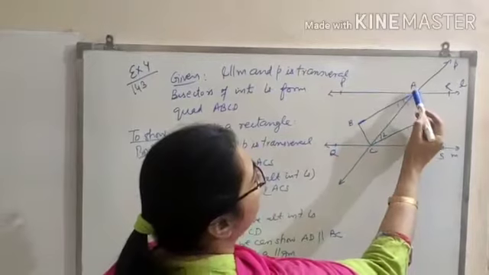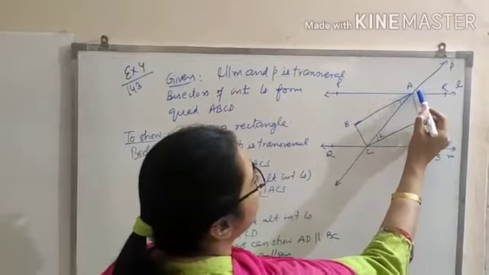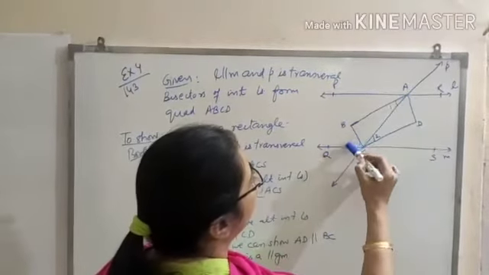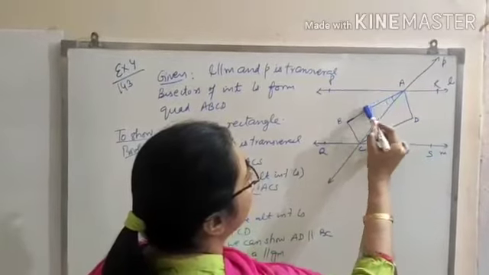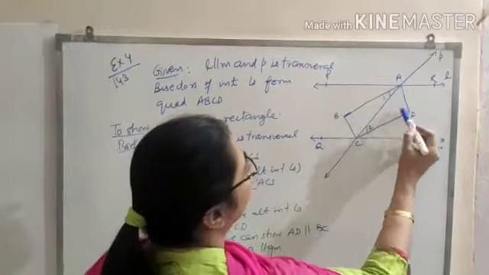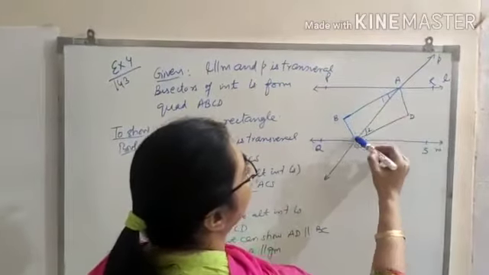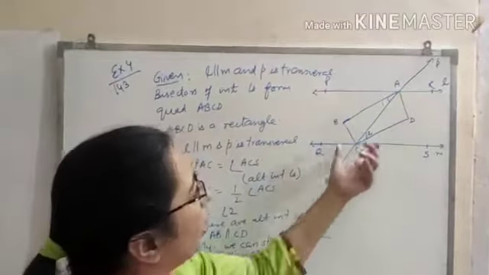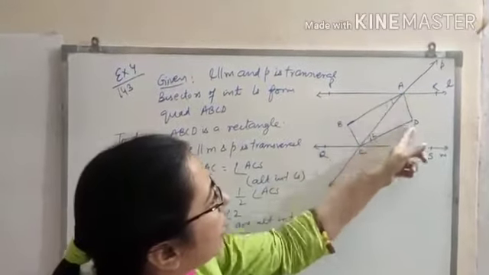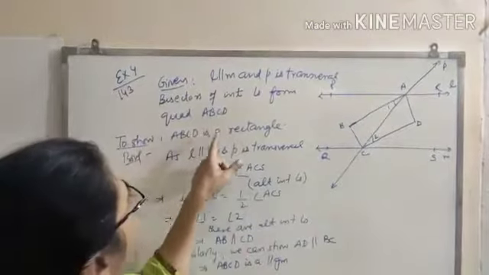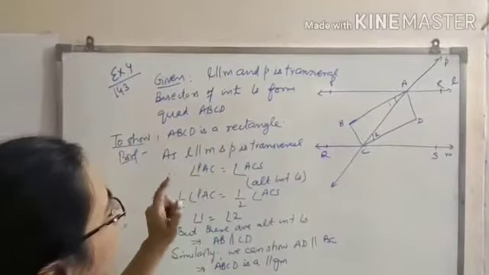So bisectors of interior angles, as you can see, these four are interior angles, so these are the bisectors drawn. So this quadrilateral formed by joining the bisectors is a rectangle. So we have to show that ABCD is a rectangle.